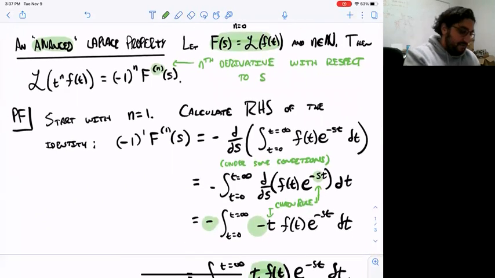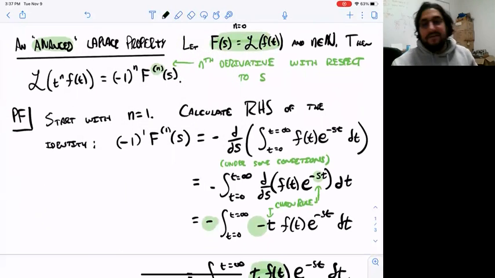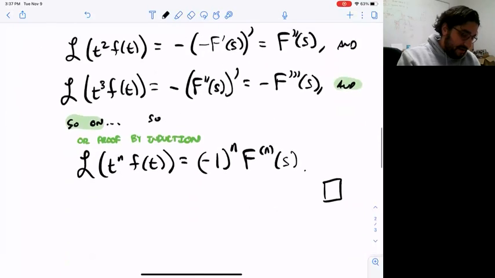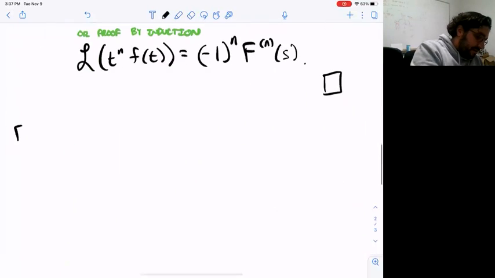So this is our proof of a more advanced Laplace transform property, right? And what is the effect of multiplying by t to the n on the Laplace transform of a function? It's multiplying by (-1)^n and taking n derivatives of the function with respect to s, right? All right, let's now use this in an example.